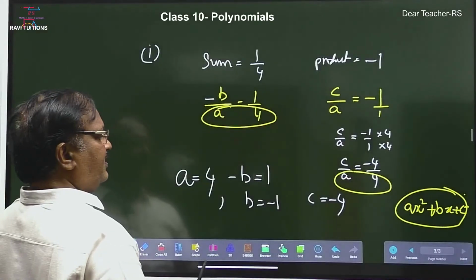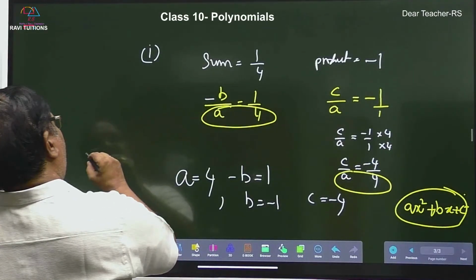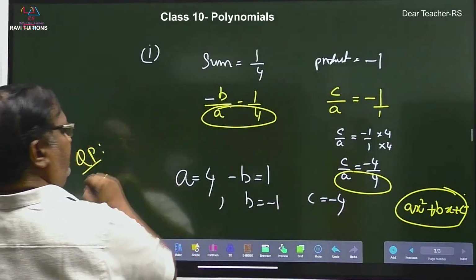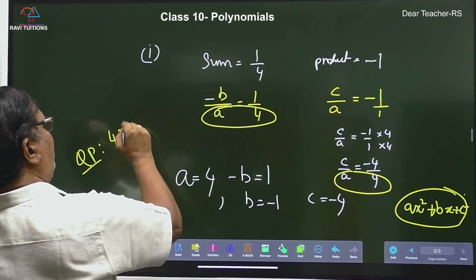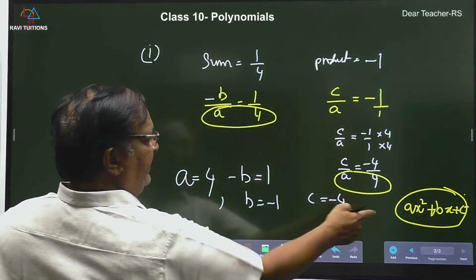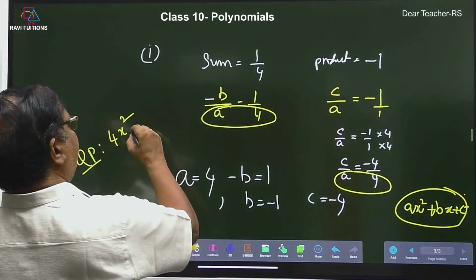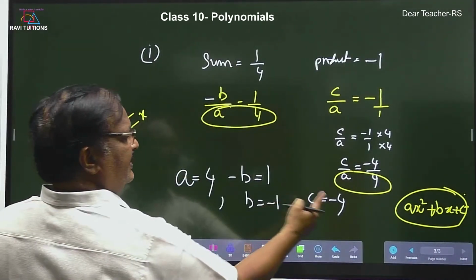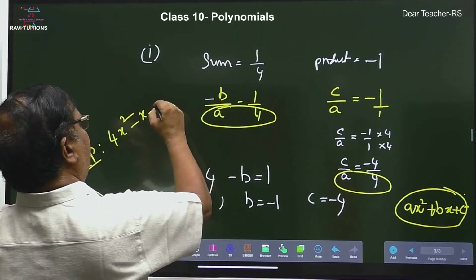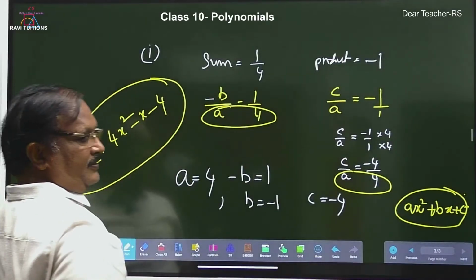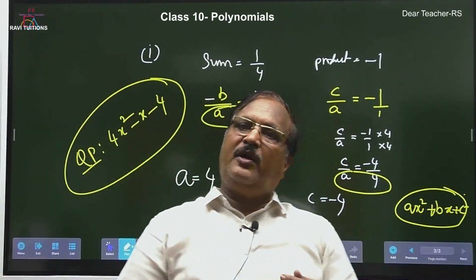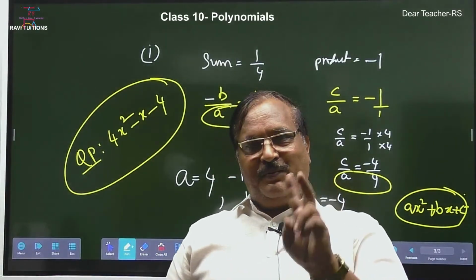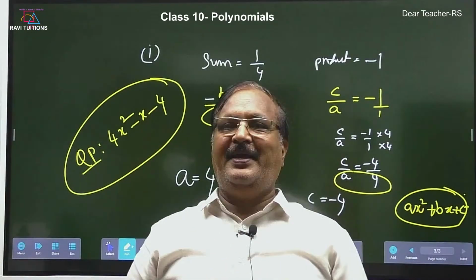So now what is the quadratic polynomial? Therefore the quadratic polynomial is ax², that means 4x², bx, that means b is equal to -1, so -1x, that means -x, c is equal to -4, so -4. This is the answer. Such questions will come to you in MCQs also, right? They will come in 1 mark questions and in 2 marks questions too.